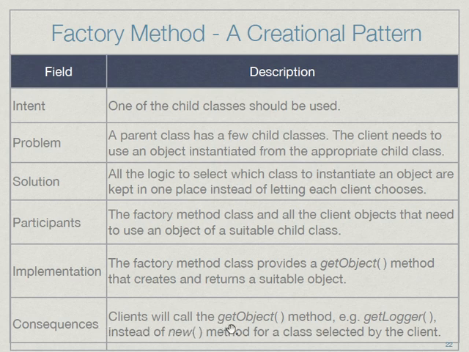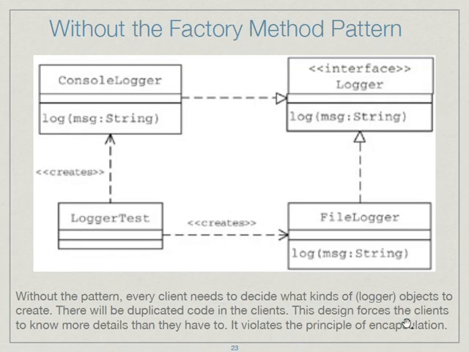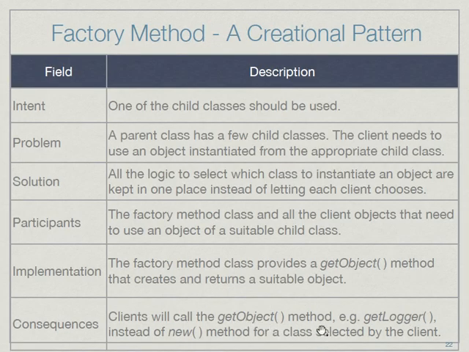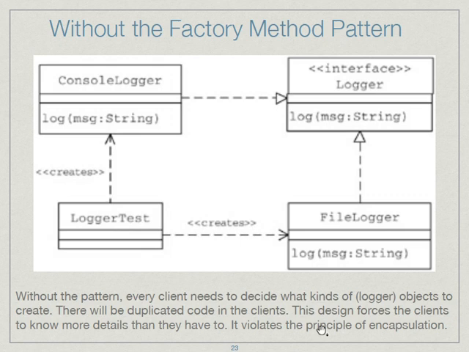And what's the consequence? All the clients will call the same method as long as they want this type of object. If they want a logger, then they would call get logger, okay? That means multiple clients would be calling the same method. The good thing is the logic will be much simpler, okay?